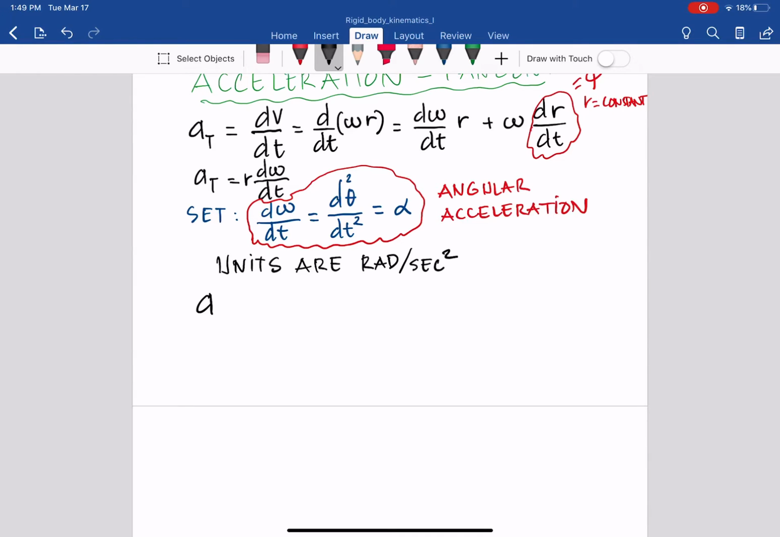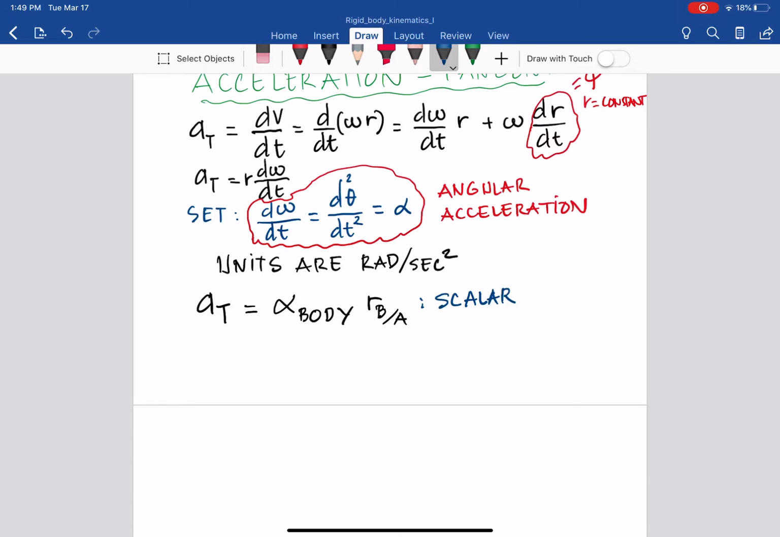So let's write down here a_t equal to alpha of the body times the radius of B relative to A. So that will be scalar. As you recall, for the velocity, we have the same scalar equation. And then, if we're talking about the acceleration, for the vector tangential component, it will be alpha, for example, point B, right?